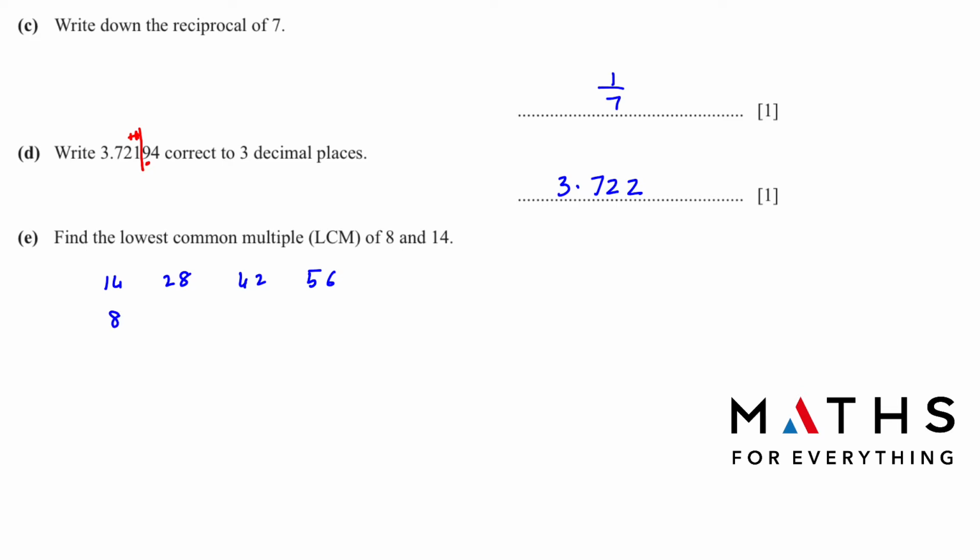You want to write the 8 times table, you can write the 8 times table. So I've written down 8 times 1 is 8, 8 times 2, 16, 8 times 3 till 8 times 7, 56. So this is the common in both. So the lowest common multiple is 56.